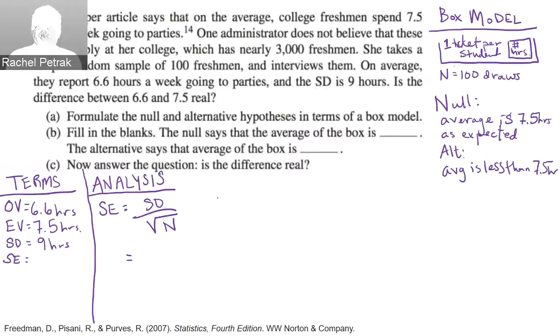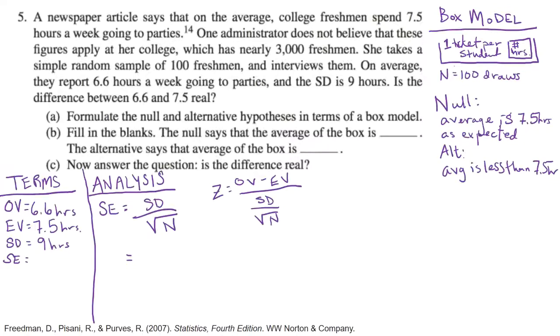I normally just start out with the whole z formula as observed minus expected over SD divided by the square root of n. I normally do it all in one step. Sorry. Although we did get the standard error appropriately earlier, we need to use this formula for averages.